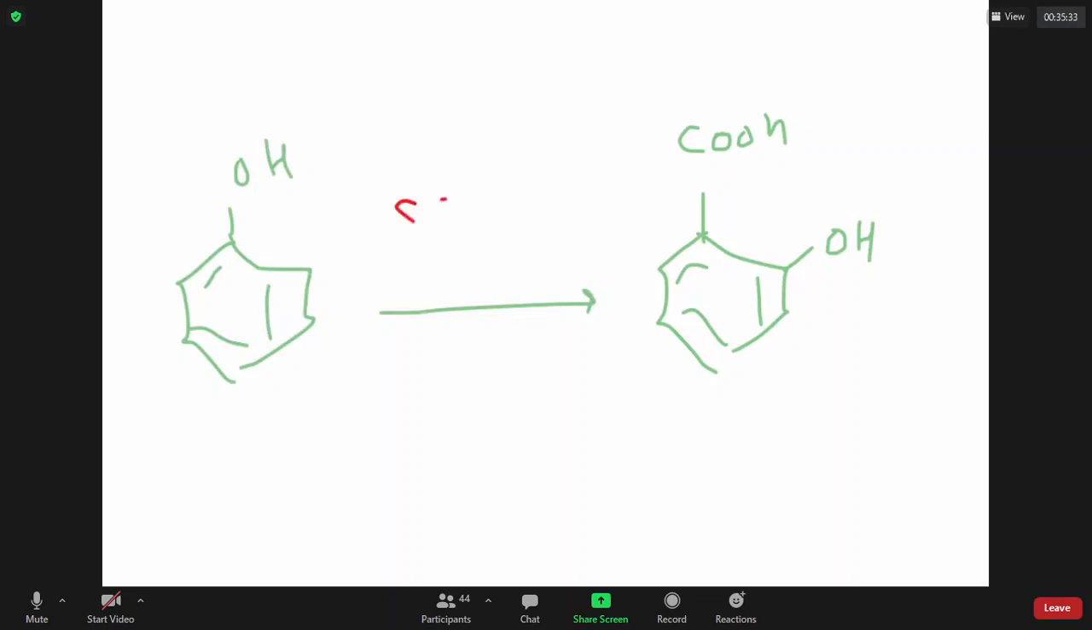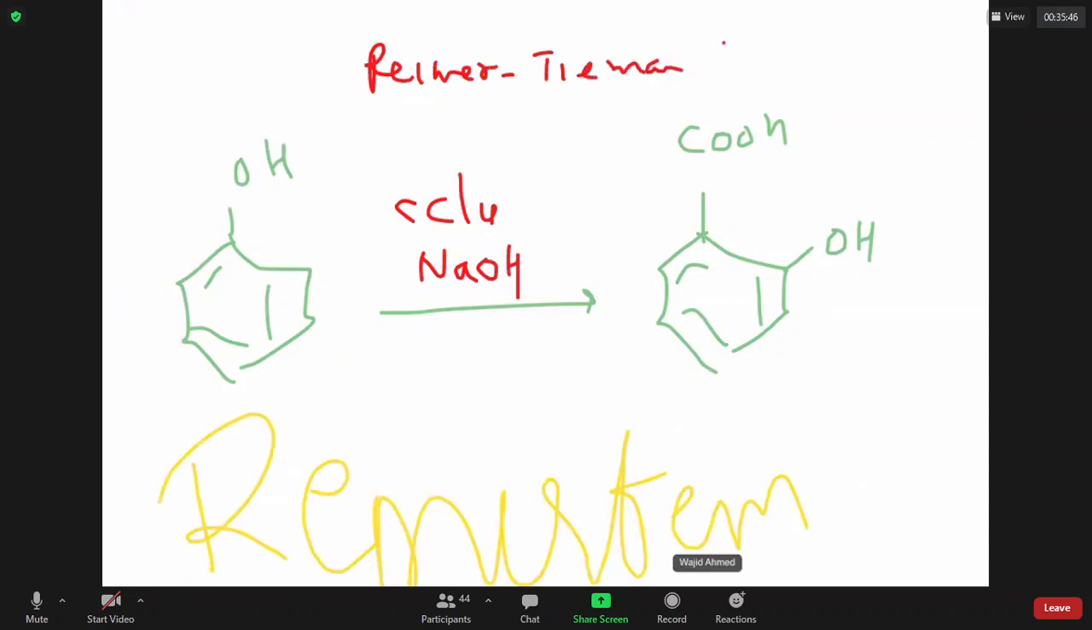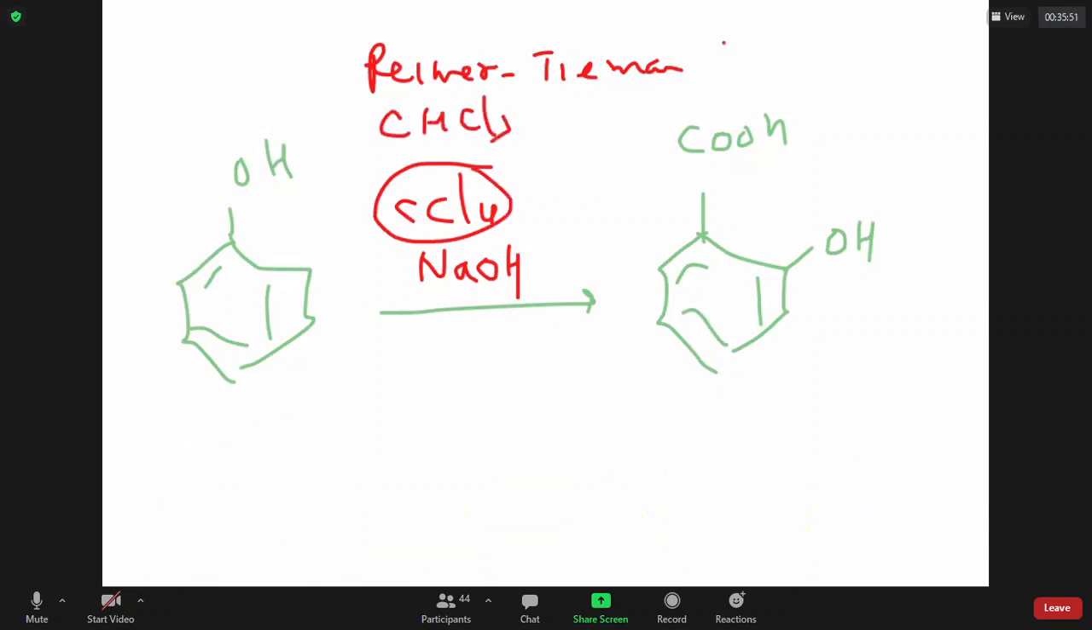You have to take CCl4 and NaOH. What is the name of this reaction? Reimer-Tiemann type reaction. Sir, instead of CCl4, if you use chloroform, you get salicylaldehyde. If you take CCl4, you will be getting salicylic acid.